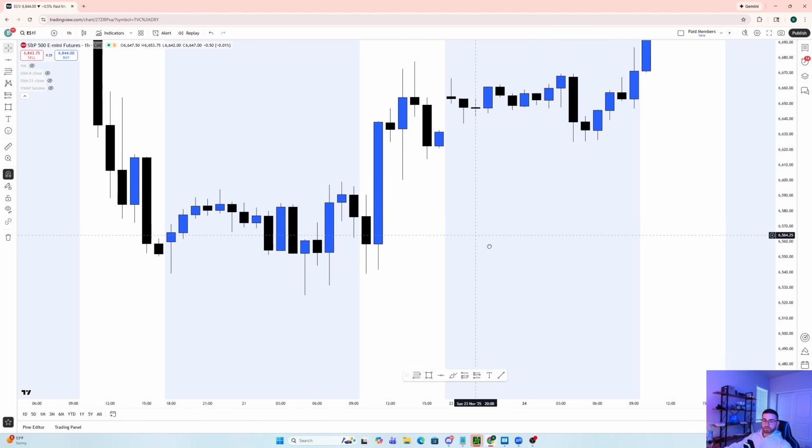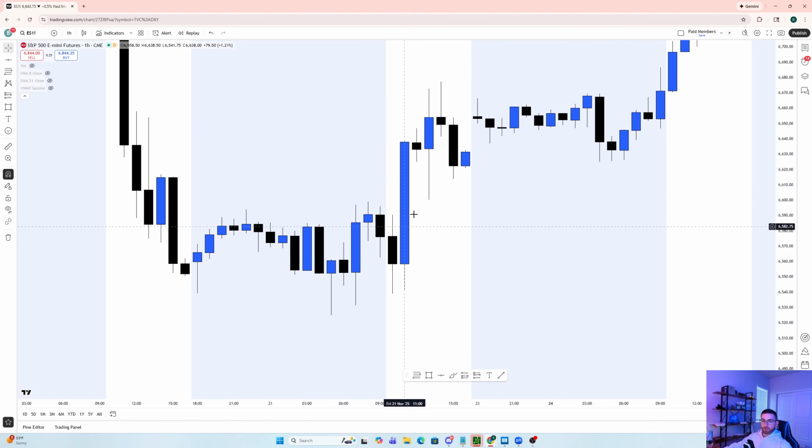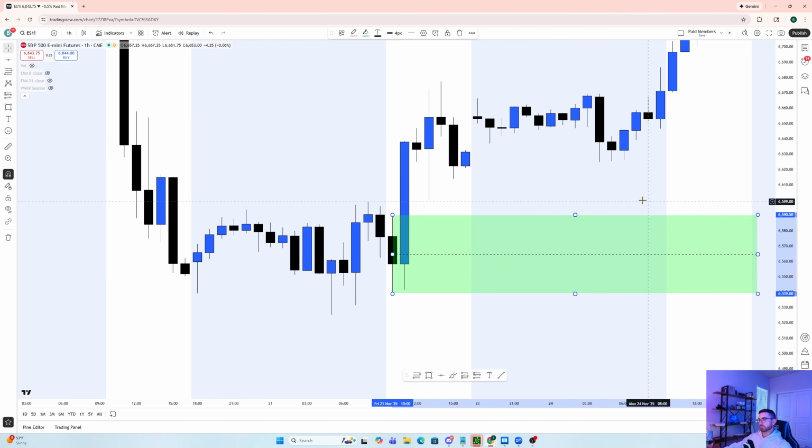This, though, I would consider a 1-hour demand zone. Very large and aggressive move up. The wick is decently low down here. This is a smaller red candle. So what we are going to do is mark the upper wick to the lower wick of that red candle, and this is going to be our demand zone.